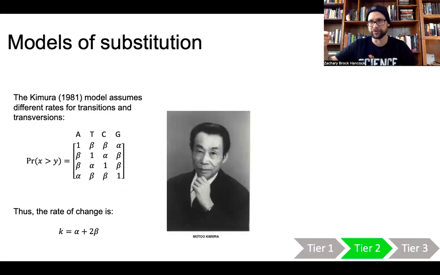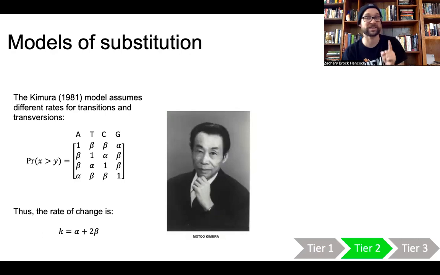So the next step up from the Jukes-Cantor is the Kimura 1981 model. You might see this called the K2P model. It's Kimura 2-parameter, or K81 model for Kimura 1981. There's a bunch of different names. Point being is that the Kimura model assumes that there are 2 parameters. That's why it's the 2-parameter model. And the 2 different parameters emerge because of different rates between transitions and transversions.